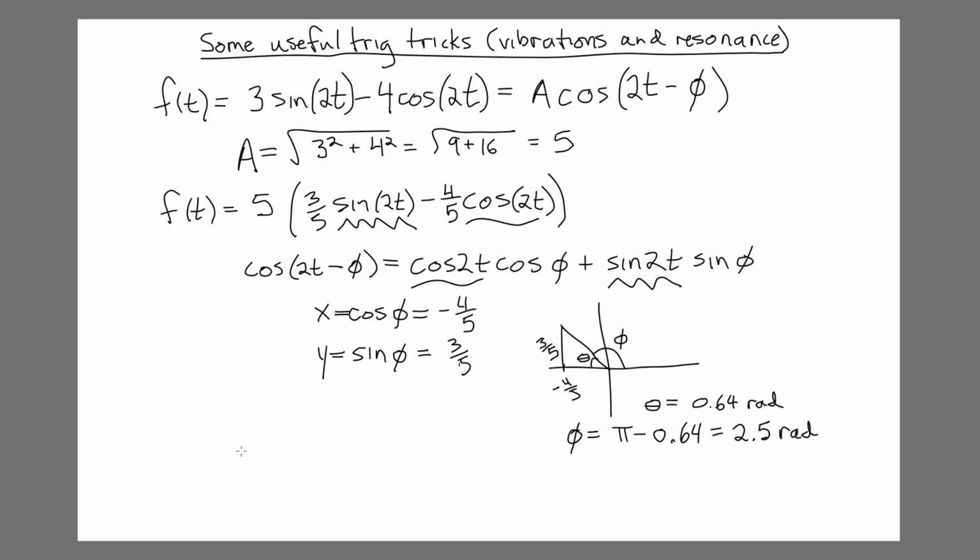So now we can rewrite f of t as 5 times the cosine of 2t minus 2.5.